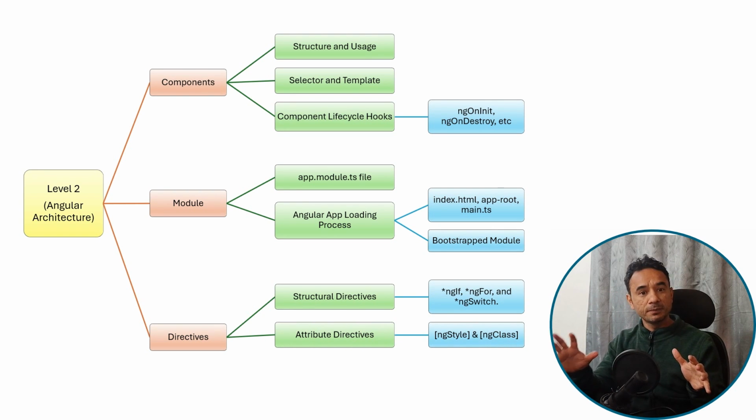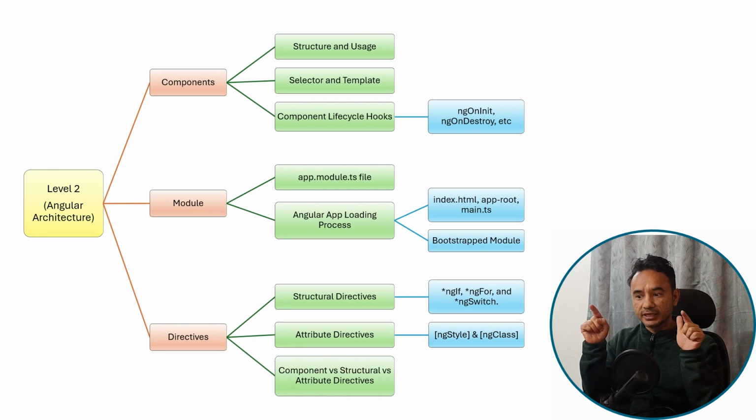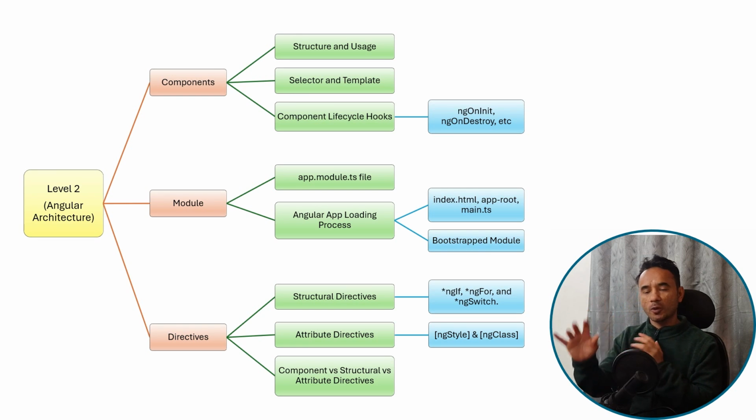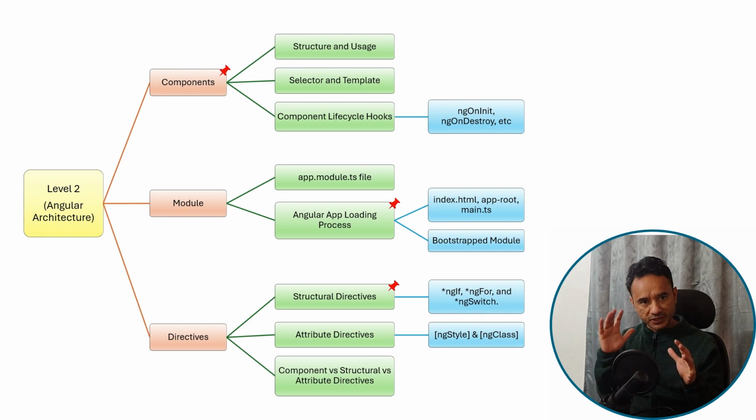Remember, I'm only presenting the super important concepts and not all. So note it down if you don't know anything. Okay. Finally, you can also learn the differences between these component, structural, and attribute directives. That's it for level 2. And from interview point of view, these are the 3 topics which are very often asked in interviews.